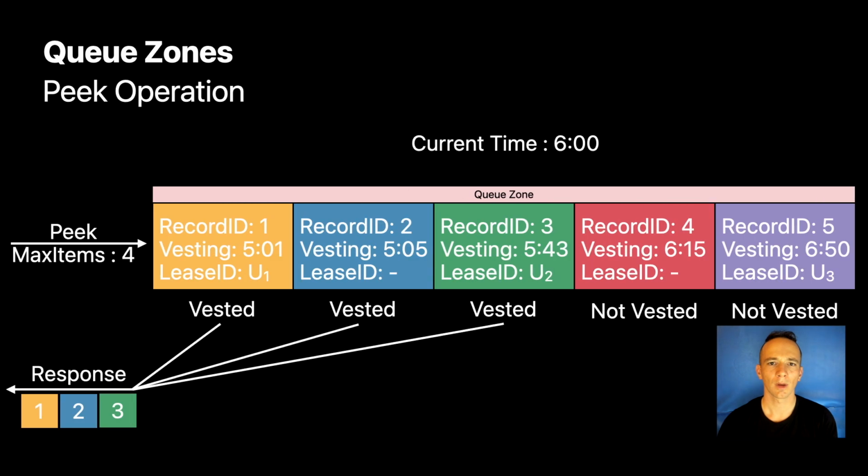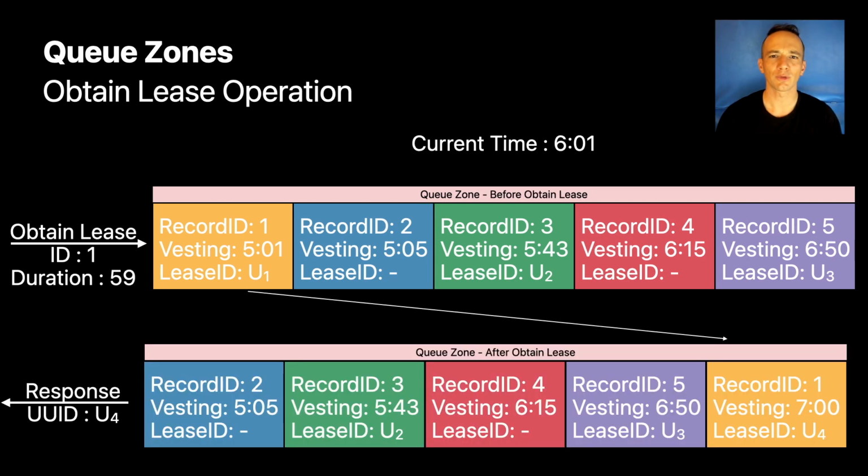All records in the zone are sorted by their vesting time, using a transactional secondary index defined in the FoundationDB Record Layer. For example, here's a pick operation trying to pick up to 4 vested items. Based on the vesting time, you can see that only 3 records are vested, given that the current time is 6. Therefore, the response consists of the record IDs of the 3 vested items. Vesting time is also used to implement leases.